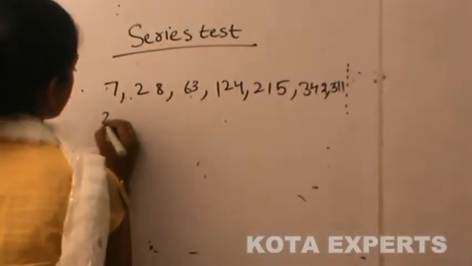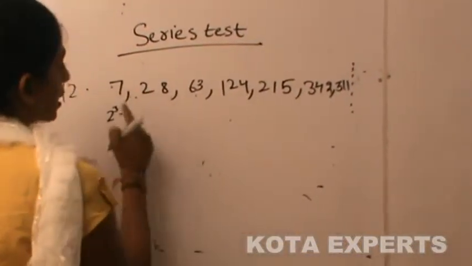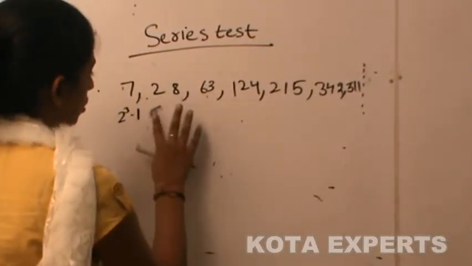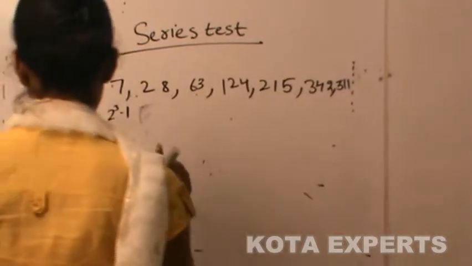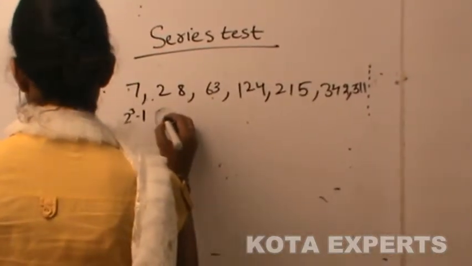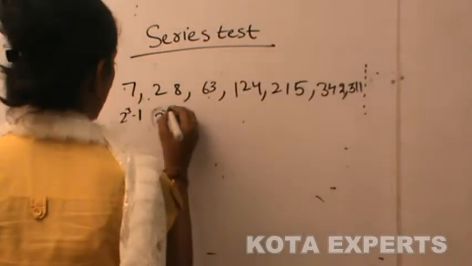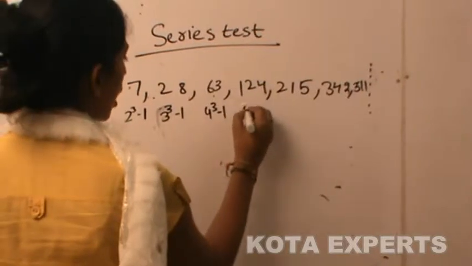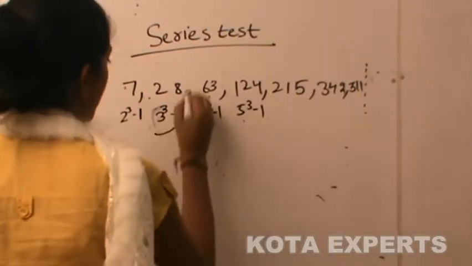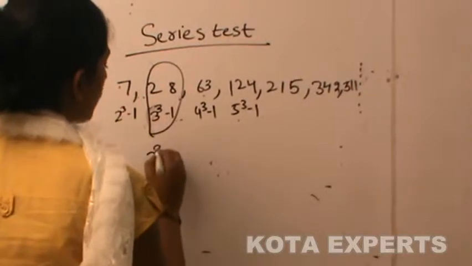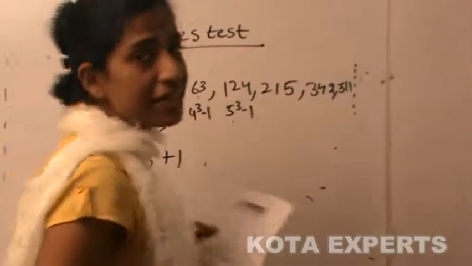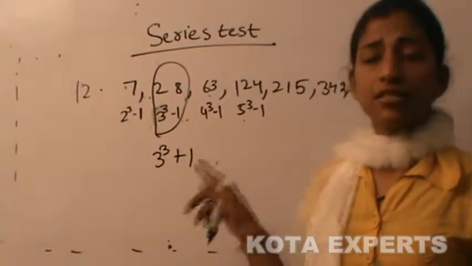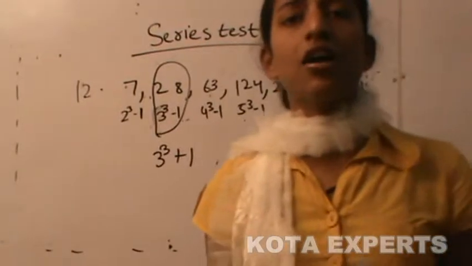This is 2 cube minus 1, 8 minus 1, 7. This is 3 cube plus 1. It should have been 3 cube minus 1 here. Here also it is 4 cube minus 1, here 5 cube minus 1. But this pattern is made 3 cube plus 1. We have to find 3 cube minus 1. If this number is 26, that's okay. But this is 28, then this is the wrong number.